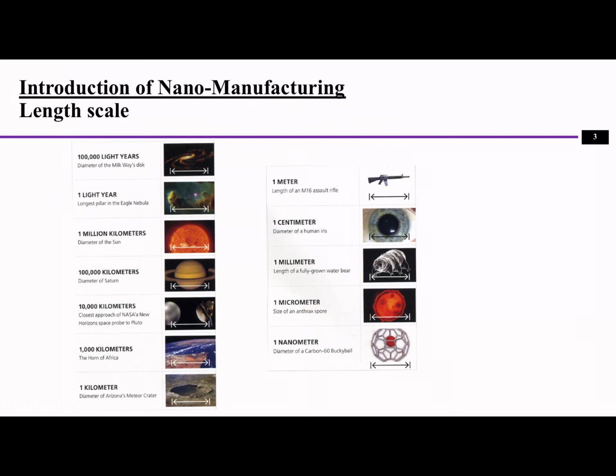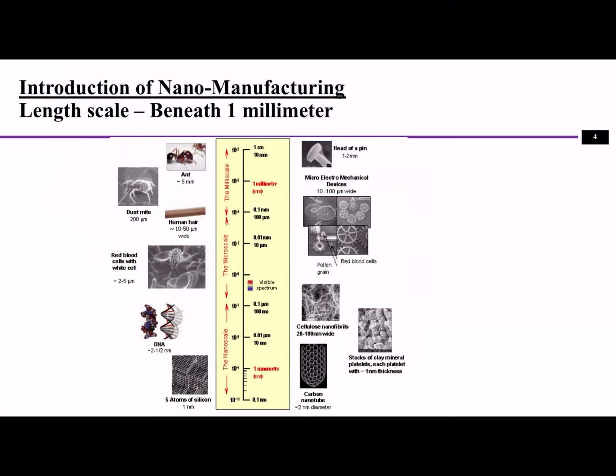And when we're talking about the nanoscale, we really need to take a look at how the nanoscale compares to our normal scales. Starting from maybe the diameter of the sun, which is 1 million kilometers, compared to our human arms, which is around 1 meter, until we get into 1 millimeter, you can see that's very, very small. Beneath 1 millimeter, we can see there are also different scales. So one ant is about 5 millimeters, and a human hair is about 10 to 50 microns.